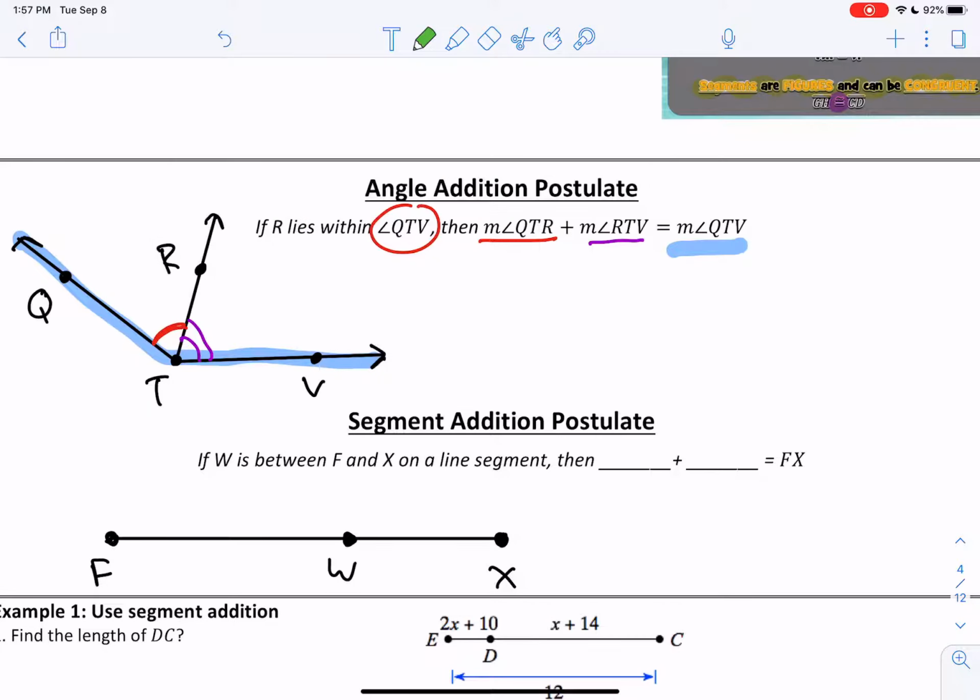So if I knew this right here was 30 degrees, and I knew this right here was, sorry, that's not right, maybe I knew this one was 80 degrees, I could say that the whole angle QTV, 30 plus 80, is going to be 110 degrees. I could also work backwards. If I knew the entire thing was 110 degrees, and maybe I didn't know what this angle was, I could say, well, 110 minus 30 would equal 80, so x would equal 80 degrees. So part one plus part two equals the whole thing.